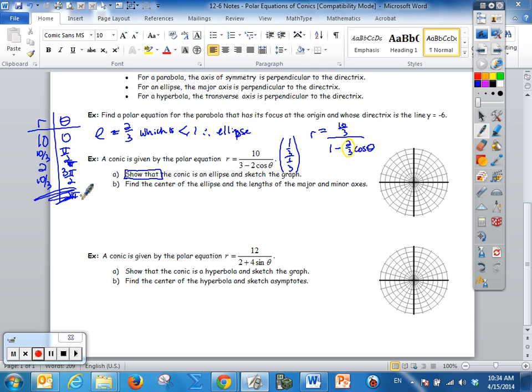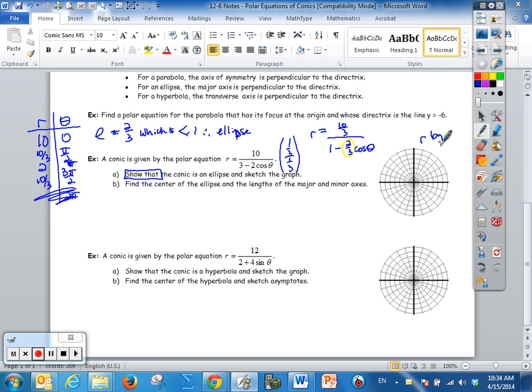All right, so let's plot those points. They're just points. I'm going to make this r by 2's because I really don't have enough room to go out to 10. 2, 4, 6, 8, 10. Okay, at 0, we're at 10. At pi over 2, we are at 10 over 3. About there. At pi, we are at 2. And at 3 pi over 2, we are at 10/3.